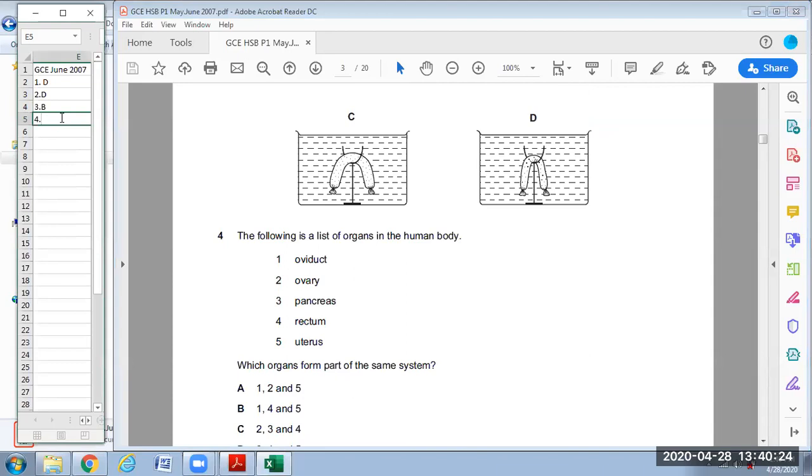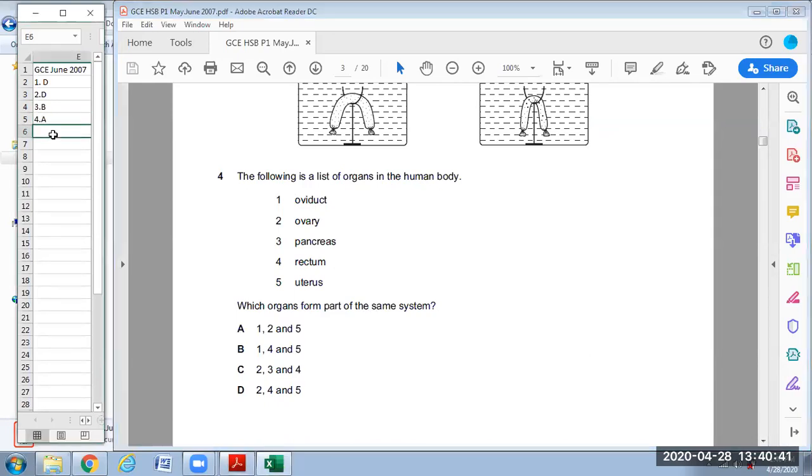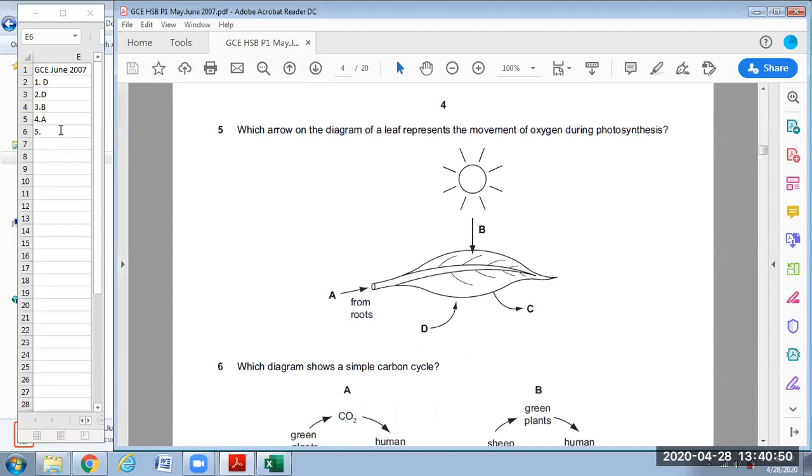The following is a list of organs in the human body, which form part of the same system. Okay, A. oviduct, ovary, uterus. Do we have 1, 2, and 5? Yes, A. Which arrow of the diagram of a leaf represents the movement of oxygen during photosynthesis? So oxygen leaves the leaf. That's a byproduct. So C. C is the answer.